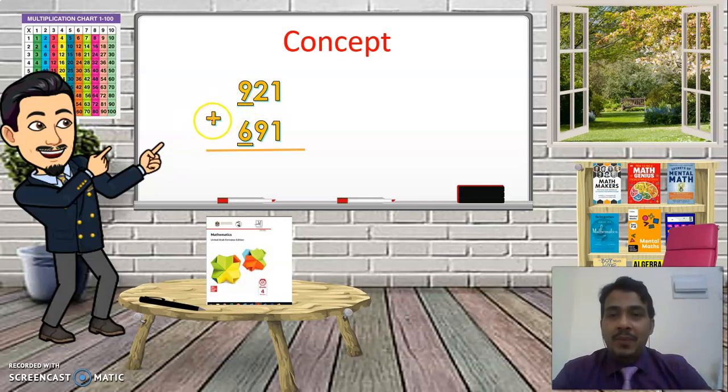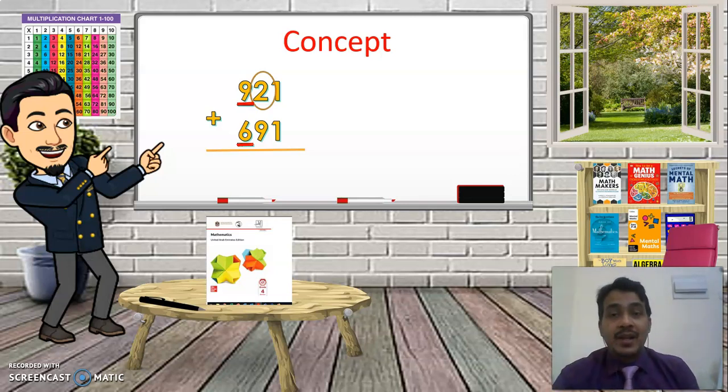Okay, we have to add 921 plus 691. How do we do that? Using rounding. They will tell you the rounding place. Like in this case, the rounding place is hundreds place. Can you see the rounding place? They will give you the rounding place, okay? So let's say the rounding place is 100 place. What we do? We always check the number to the right. We check the number to the right.